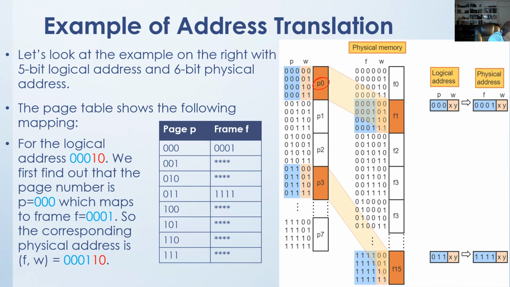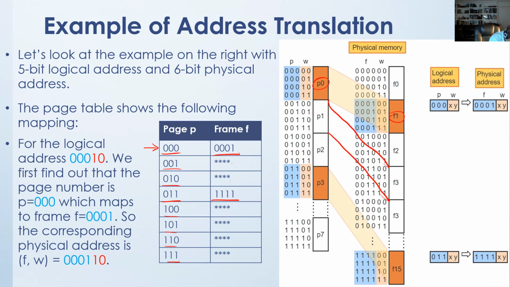Okay, another example. Page 0 maps to frame number 1, and page 3 maps to frame number 11. For pages 1, 2, 4, 5, 6, 7, I don't know, so I just put asterisks, meaning I don't know which frame they are mapped to. Now, suppose I map page 1 to frame number 3.